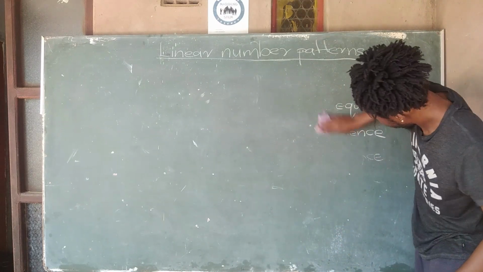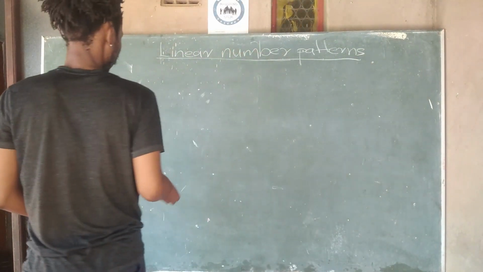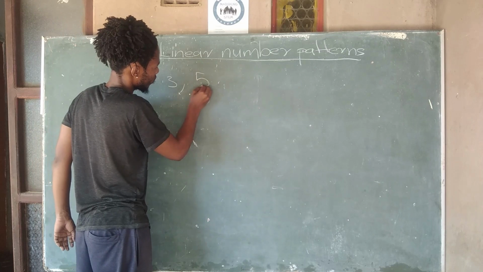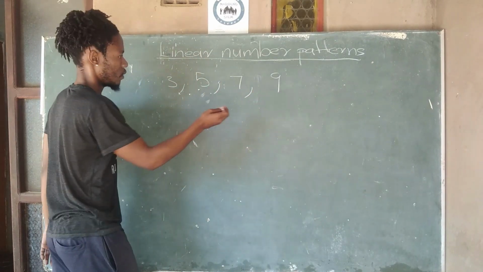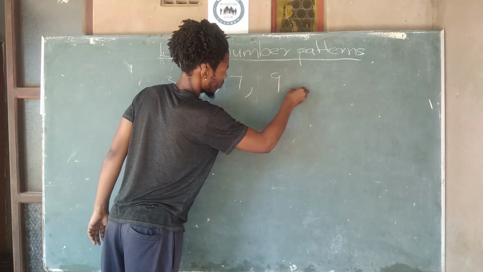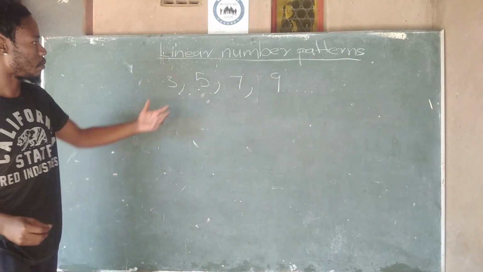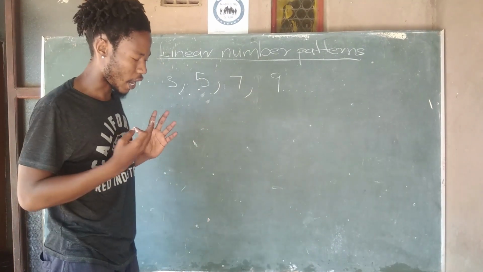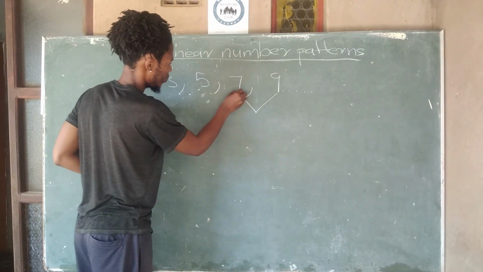One. Constant difference, like this one. This is a linear number pattern. So to find a constant difference, I told you, you need to subtract your terms.